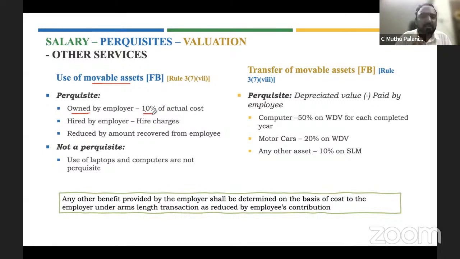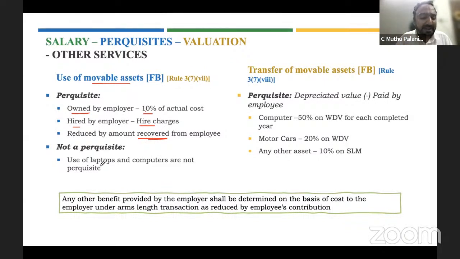Normal wear and tear, whatever we saw in motor car, is applicable. If it is hired by the employer, very straightforward, hire charges. We need not even remember, it's straightforward. If it is hired, hire charges is your perquisite. If it is owned, 10% of actual cost. And of course, you have to reduce whatever is recovered. Very straightforward.